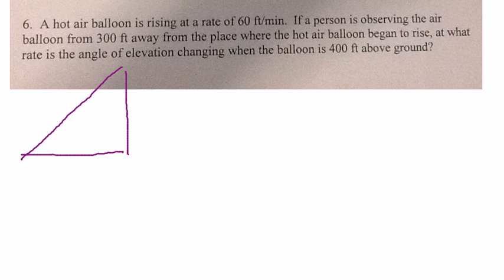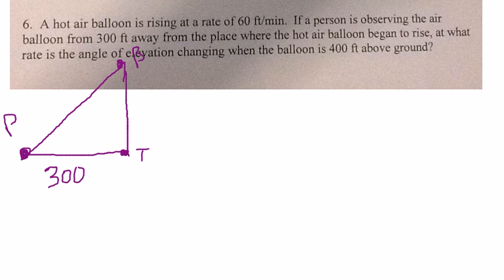This point down here is where the person is standing, so I'll call it P. This point right here is where it takes off, so I'll call it T. And then my balloon is up here, so I'll call it B. So the B is going up. It tells me that the distance from the person to the takeoff point is 300. So I'm going to write 300. I think we're working in feet, but I'm not going to write units because of space.